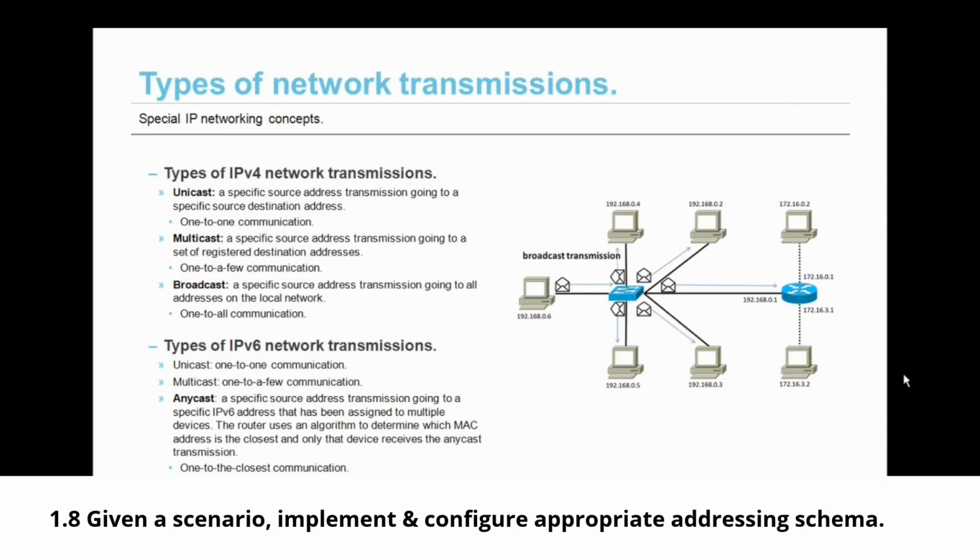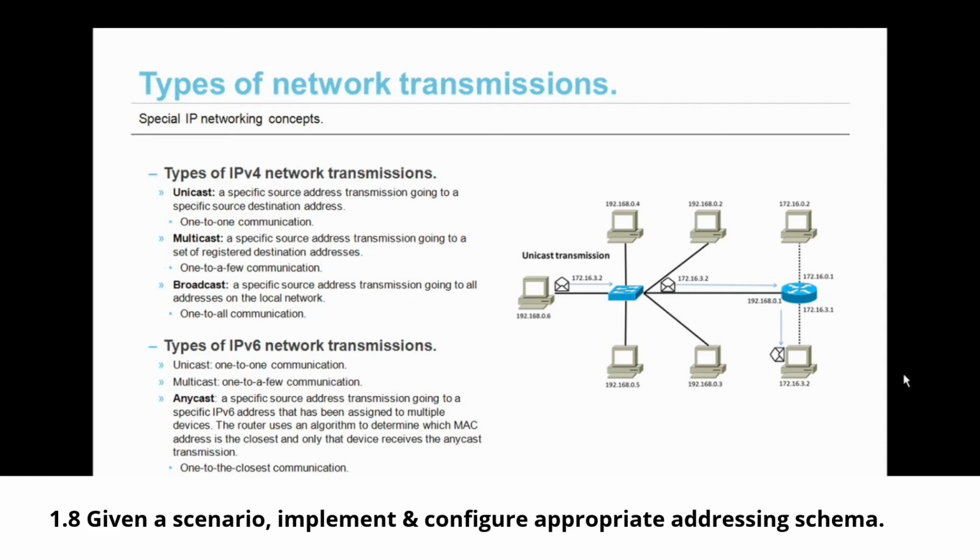And finally, there are broadcast transmissions. This is where a specific source address transmission is going to all addresses on the local network. This can be considered as one-to-all communication, because all devices on the local network are going to be able to receive this broadcast transmission. So let's move on to types of IPv6 network transmissions.